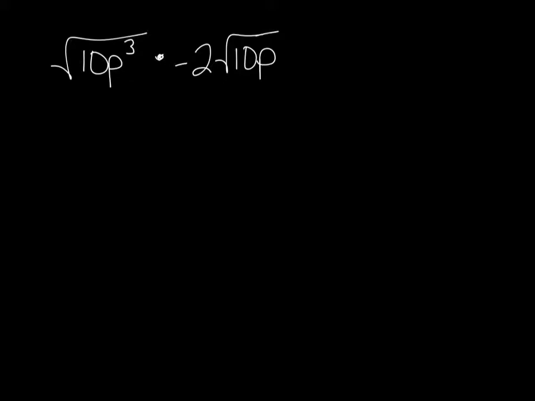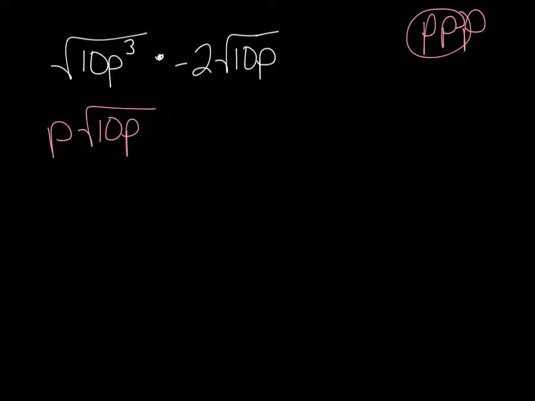Okay, again I'm going to start by simplifying any radicals if I can. 10 can't be, but p, we have 3 of them, which means there's 1 pair. So 1 comes out, and 1 stays in, because there's 1 left over. And then the radical for the second expression cannot be simplified.